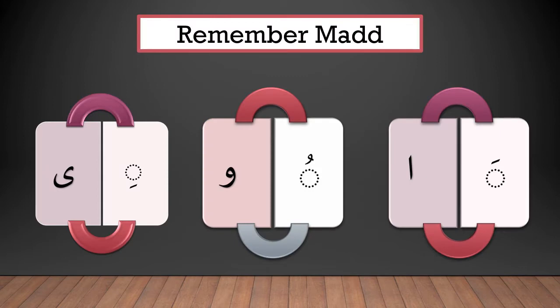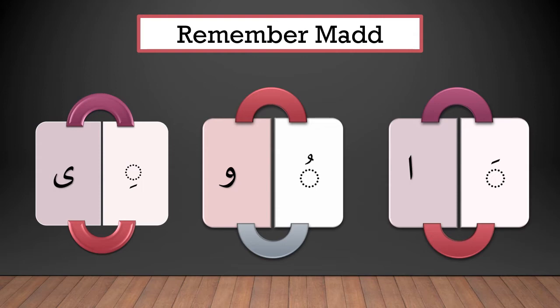Just to remind you, mud means to prolong, to make the sound of the letter long. There are 3 mud letters: alif, waw, and ya. How do you recognize a mud? There are 3 simple steps to follow. First step is you try to spot alif, waw, or ya in that word. Step 2 would be to identify if the mud letter present is either empty, free of any sign, or has a sukoon sign on top of it.